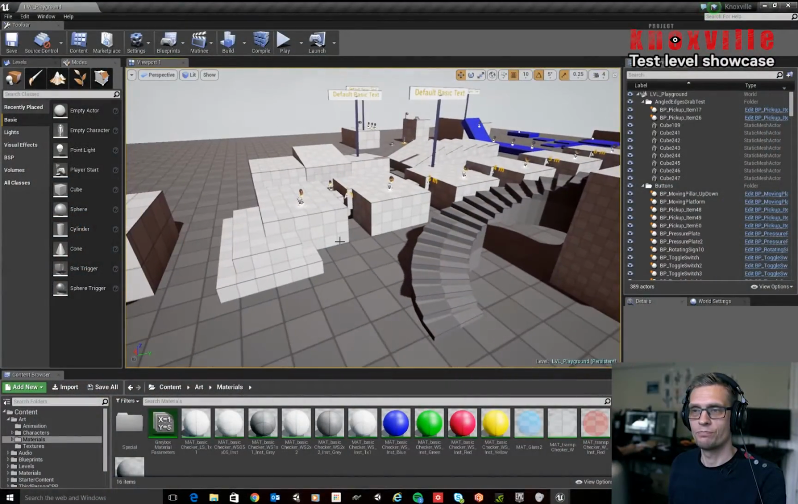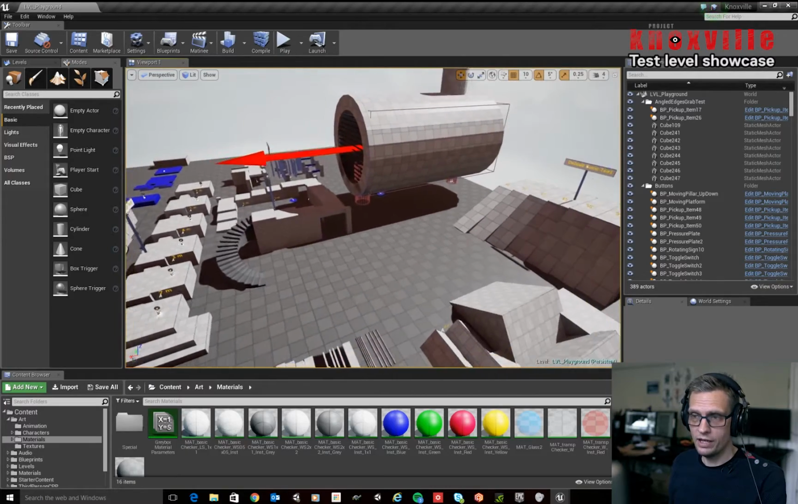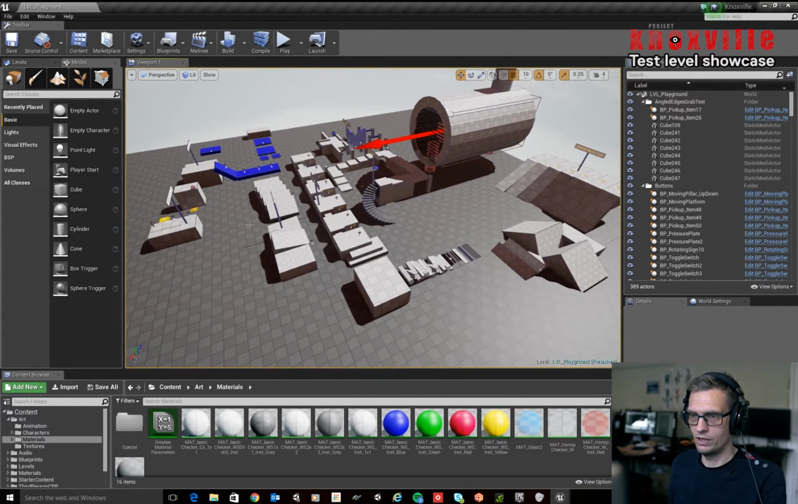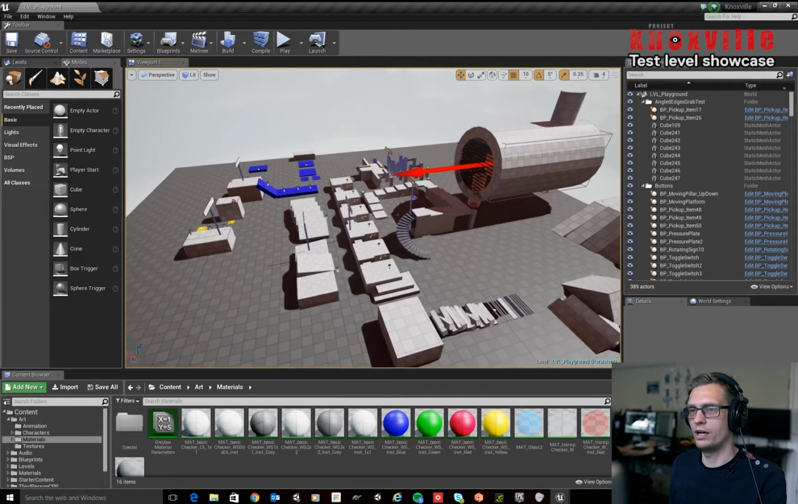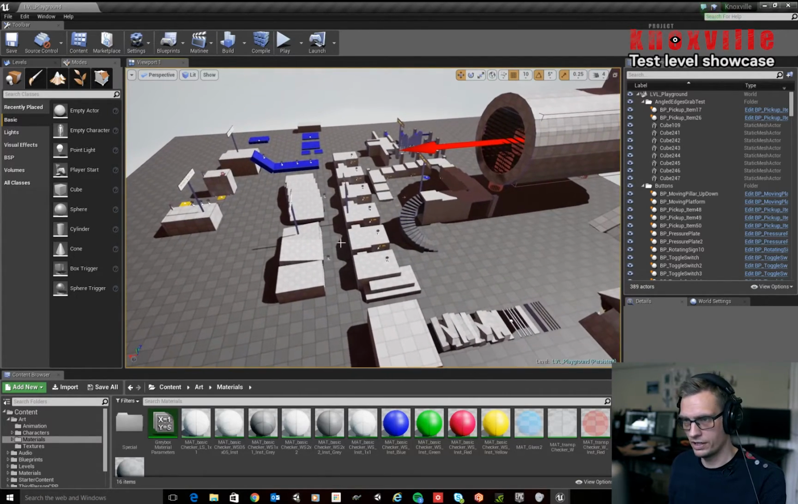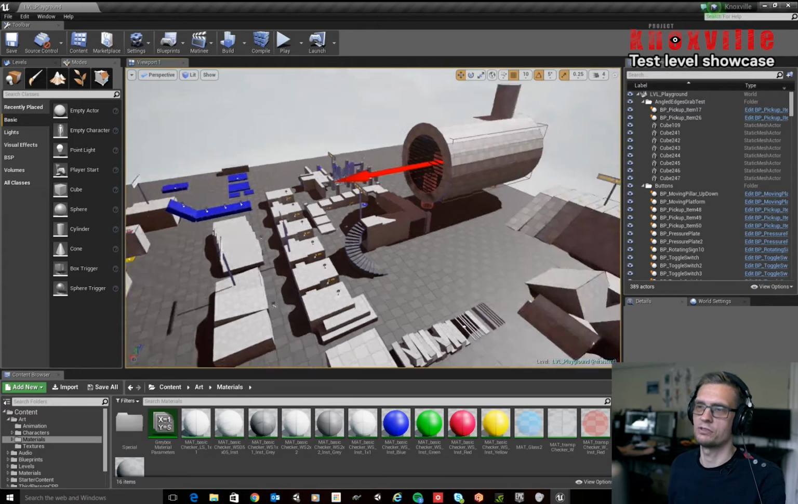Hi everyone. I'm here to show you a level that I'm working on. It's a playground level, and the purpose of the level is to test the third-person character in Unreal, and really put the character under a big amount of stress and see how he handles that. To do that, I have created this test course where I'm testing how the character handles slopes, jumps, moving objects, and so on.